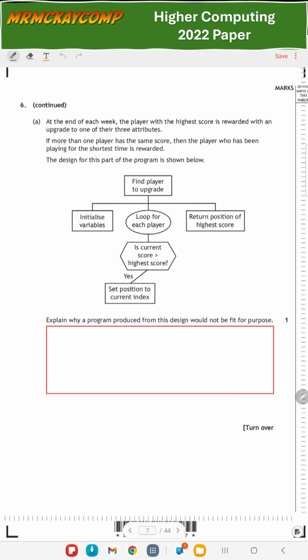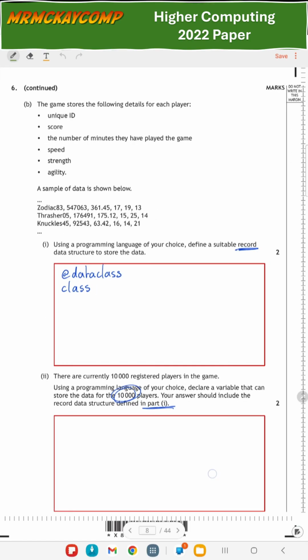Now I'm going to skip the first part of it and I'm going to concentrate on the array of records. So this is a kind of fairly typical pattern. You've got 2 marks for the record structure and another 2 marks for a variable. Really, it's going to be an array that's going to store 10,000 of those records.